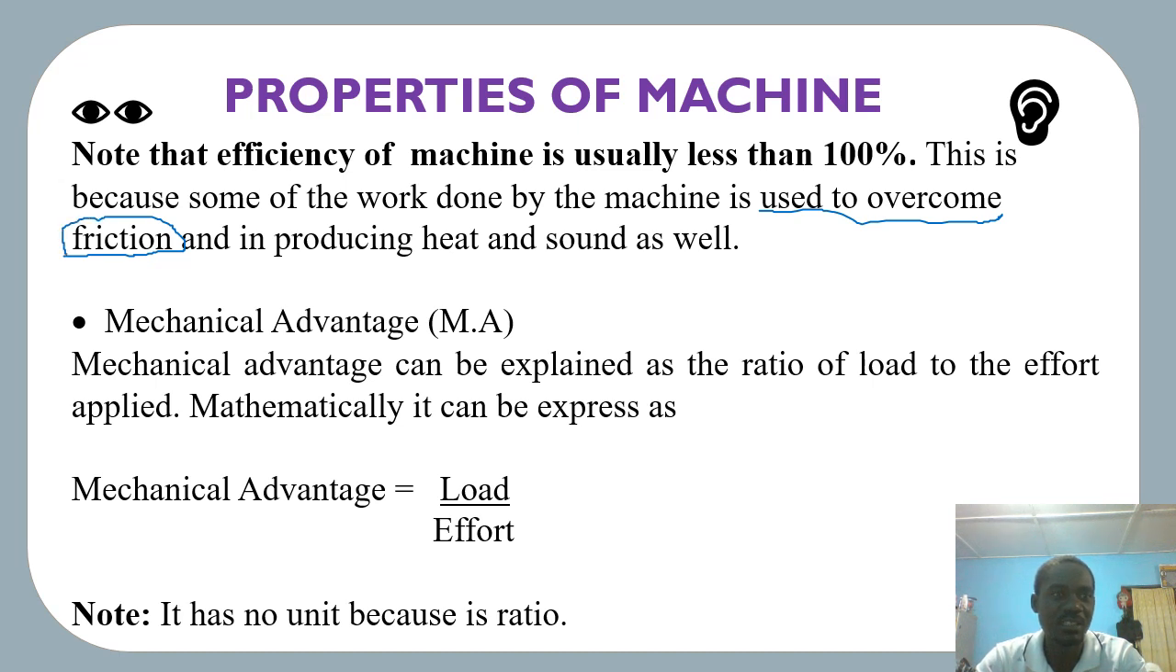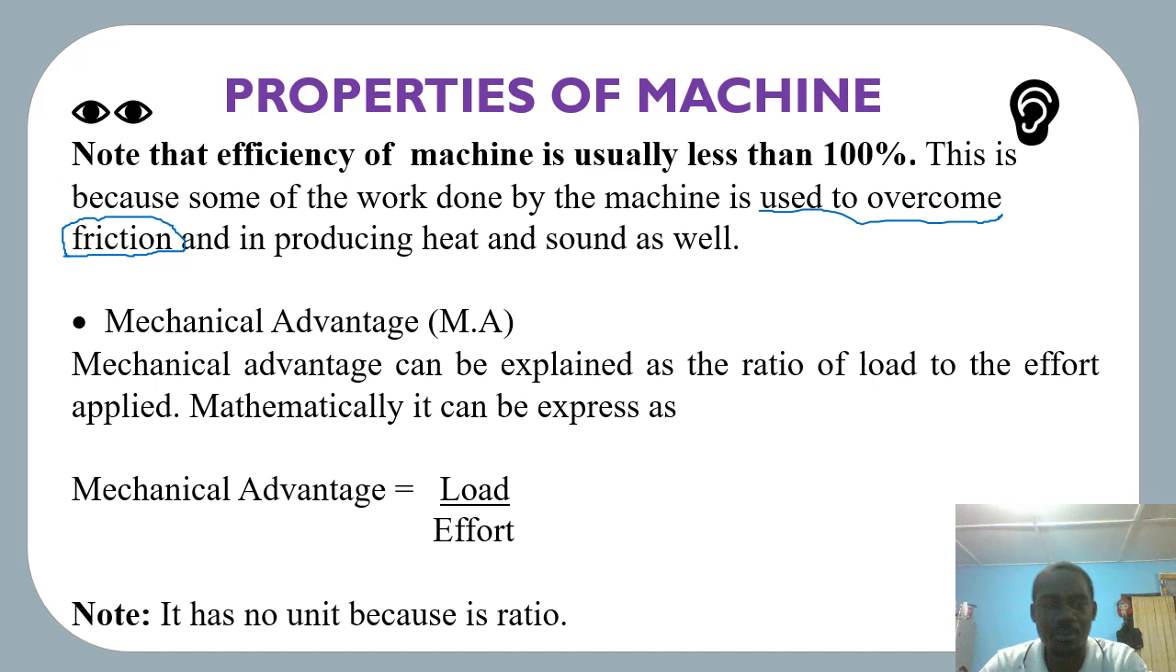That is why when you send maize and corn to be milled by a corn mill machine, at the end, if you check the quantity of maize you sent, you see that at the end you do not get the exact quantity. It will reduce because some of it has been stuck inside the machine. Then another one, because of production of heat and sound, some of the energy is used to produce heat and sound, which makes the machine not to be 100% efficient.